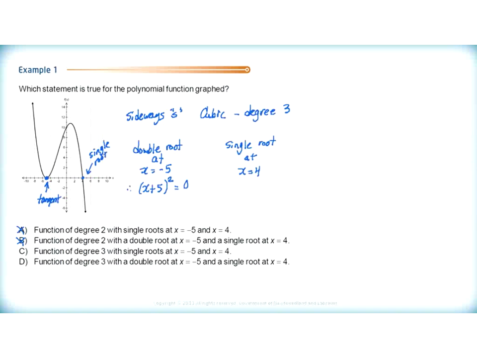It's considered a single root. Therefore, the correct response for this multiple choice item is a function of degree 3 with a double root at x equals -5 and a single root at x equals 4. That corresponds with D as your multiple choice item.